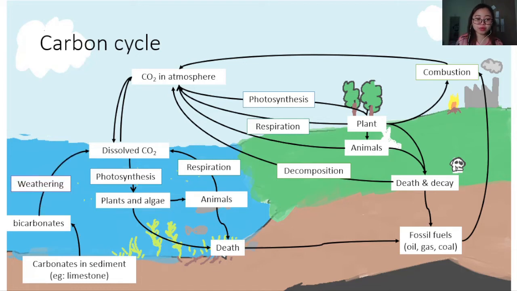Bicarbonates, through weathering, will become released into the water as dissolved carbon dioxide. And then that dissolved carbon dioxide can stay in the water, or it becomes part of carbon dioxide in the atmosphere.